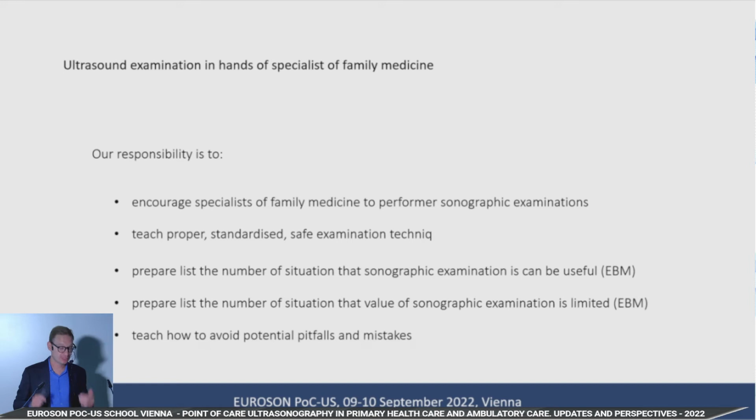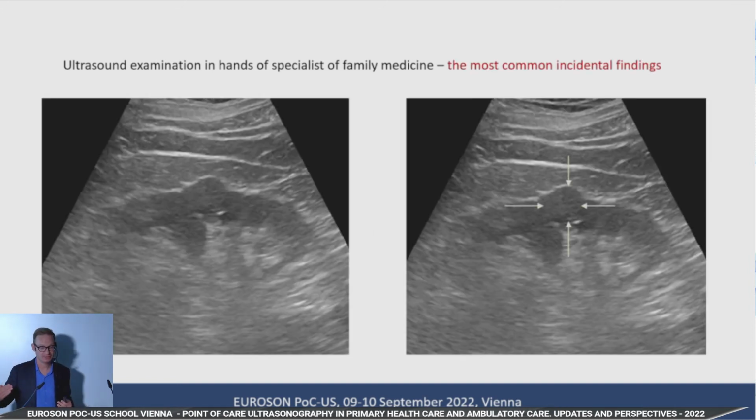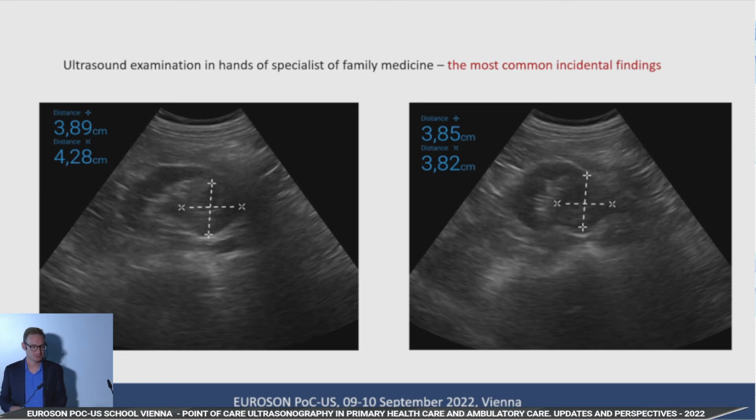And we need to teach young doctors and family medicine specialists how to avoid potential pitfalls and mistakes, so they will be confident what are the limitations and what mistakes I can do. And do you know what are the most common incidental findings? Liver cirrhosis and renal cancer. This is the tiny little cancer diagnosed in family medicine. Renal cancer and liver cirrhosis are the most common situations which you will find incidentally.